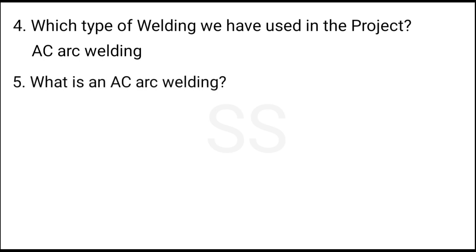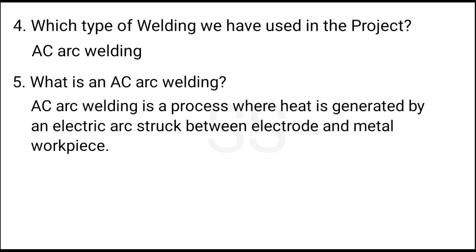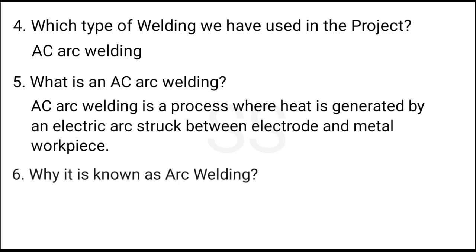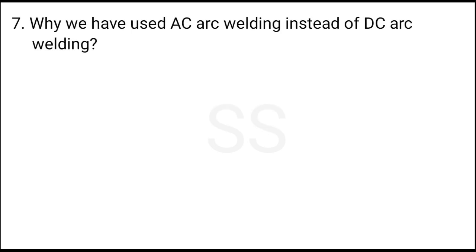What is an AC arc welding? AC arc welding refers to that type of welding where heat is generated by an electric arc struck between electrode and metal piece. Why it is known as arc welding? It is called as arc welding because it uses an electric arc to generate the heat needed to melt and join metals. Why we have used AC arc welding instead of DC arc welding?